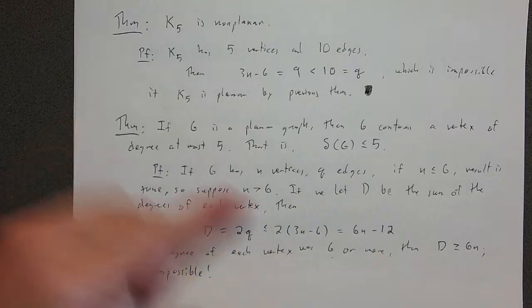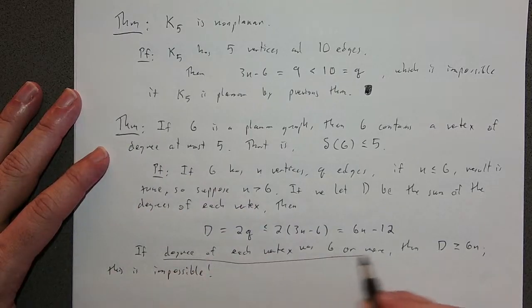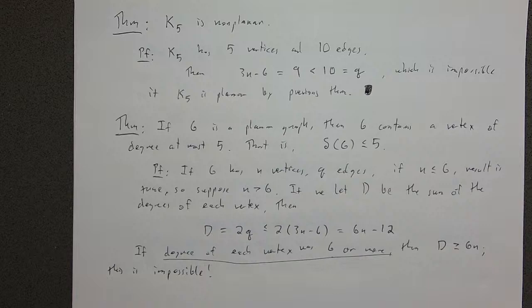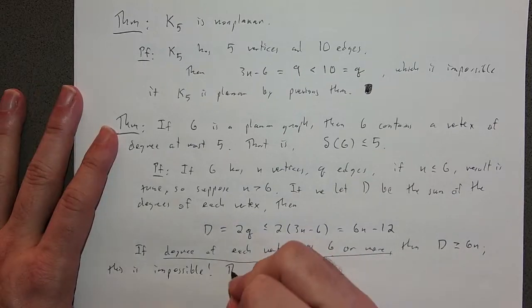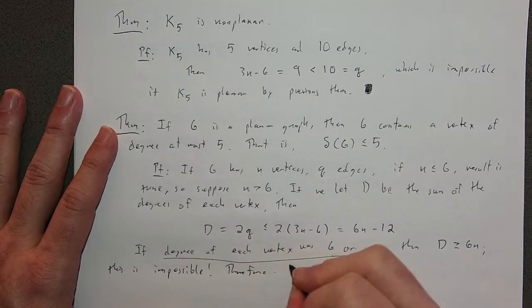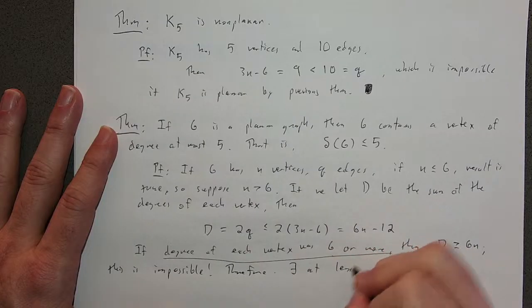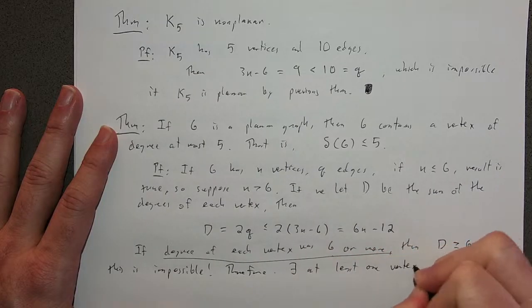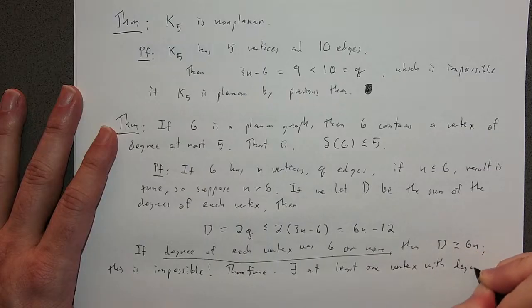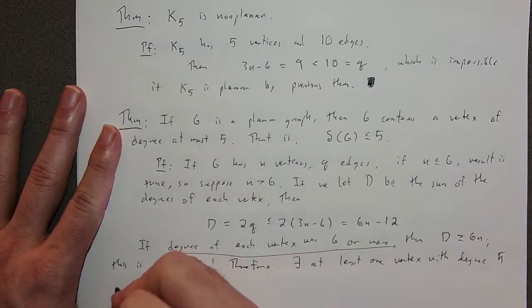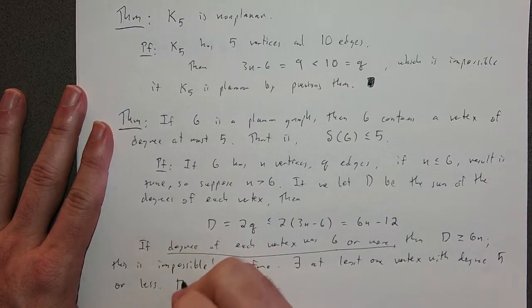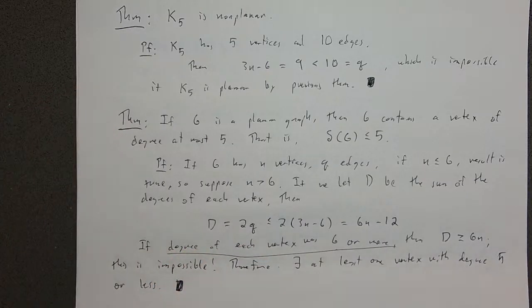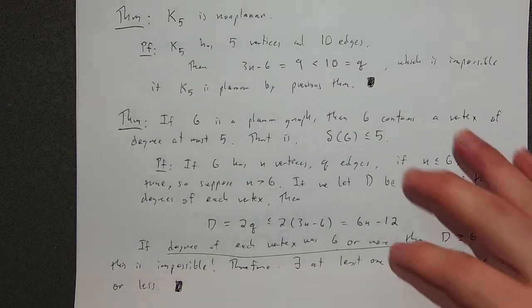So what was the problem here? It was assuming that the degree of each vertex was 6 or more. So there has to be at least one vertex that has degree no more than 5. Therefore, there exists at least one vertex with degree 5 or less. And that's all I wanted to say.